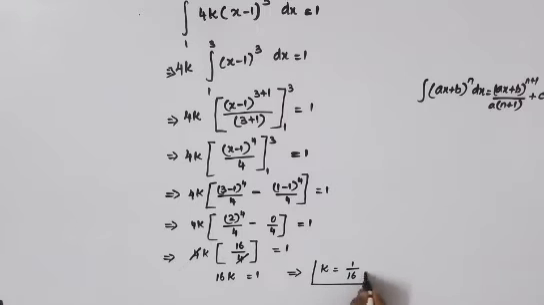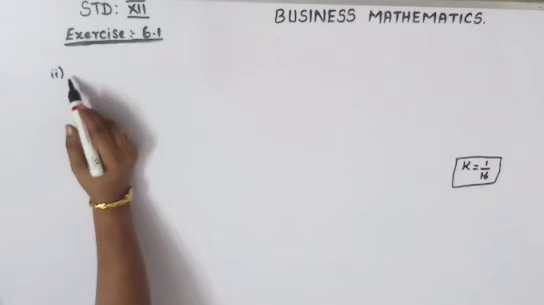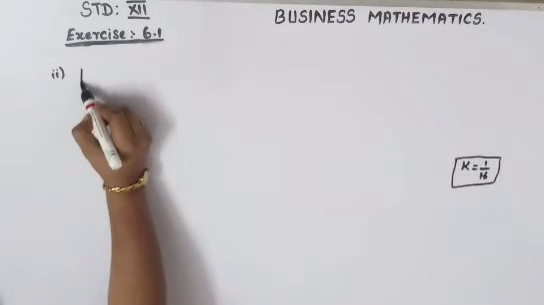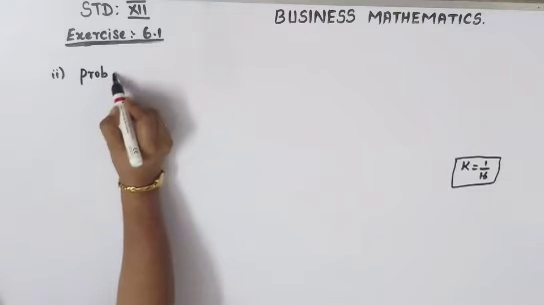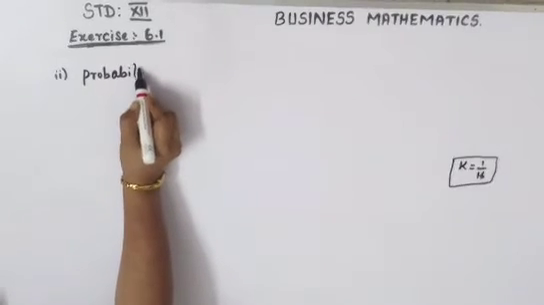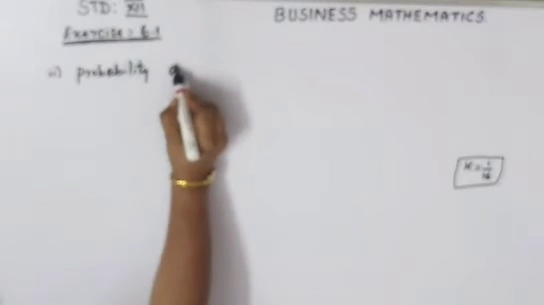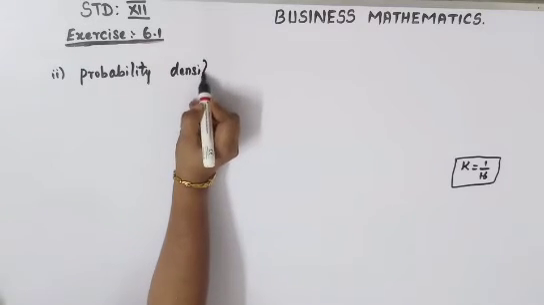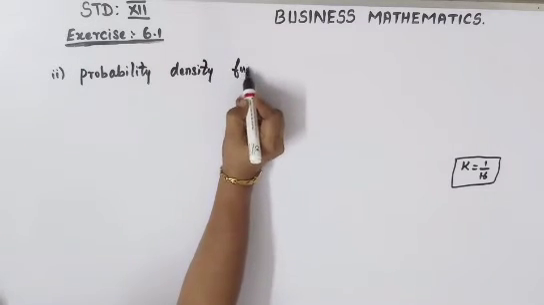So this is the value of k. Your first subdivision is find k. So this is the value of k. Now you will have to go to your second subdivision. Find your probability density function. That is your probability density function. You will have to find it.